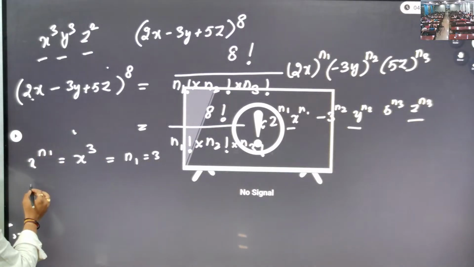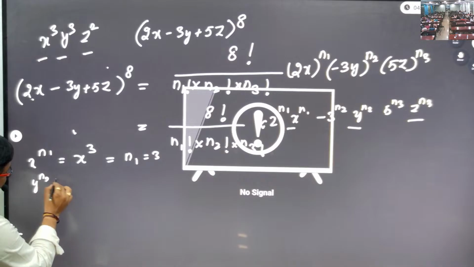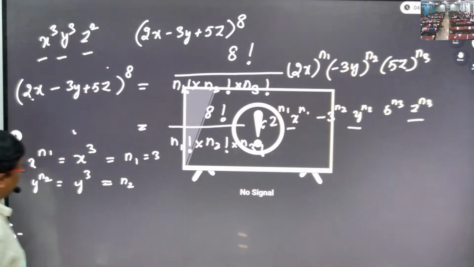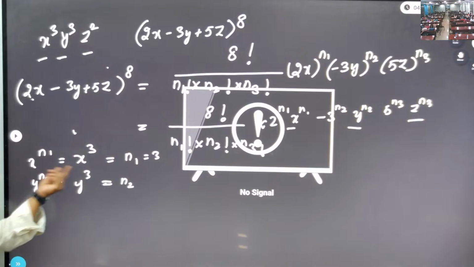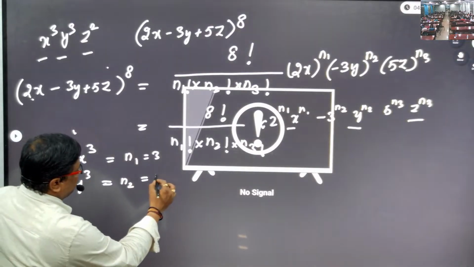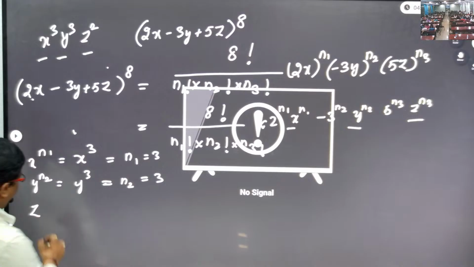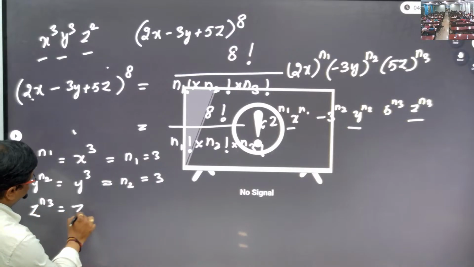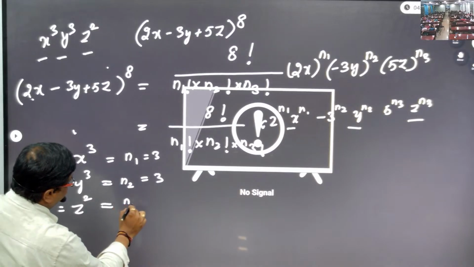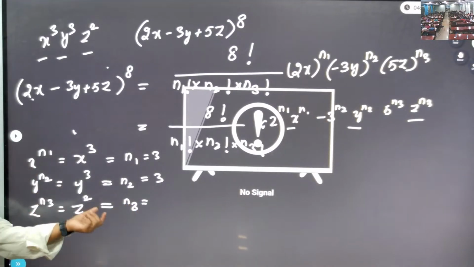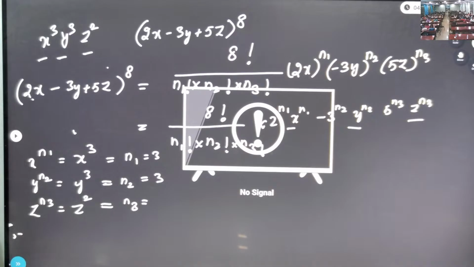Now y power n2 is equal to y power 3. What is the n2 value? Again it is 3. n2 is equal to 3. Next, z power n3 is equal to z power 2, which means n3 is equal to, what is the value? 2.